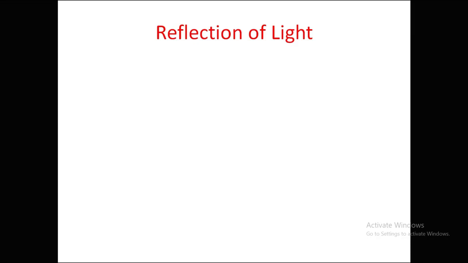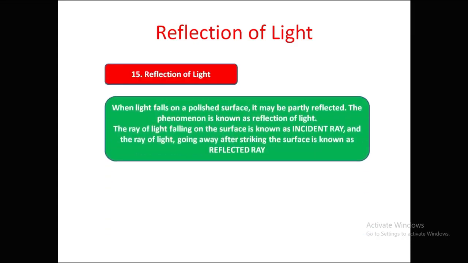Coming to reflection of light, let us see some definitions. What is meant by reflection of light? When light falls on a polished or smooth surface, it may be partly reflected. This phenomenon is known as reflection of light. The ray of light falling on the surface is known as the incident ray, and the ray of light going away after striking the surface is called the reflected ray.